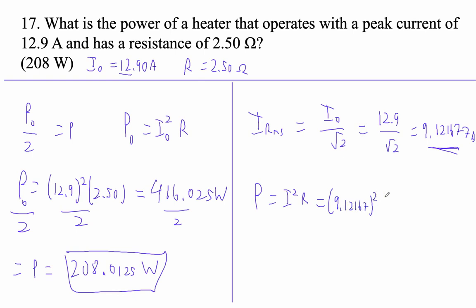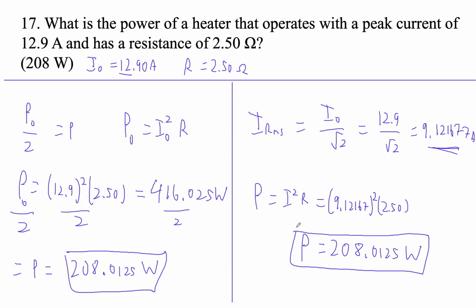So then we're going to go 9.12167 squared times 2.5. We don't need to do anything with the resistance. Remember, the resistance is just resistance. There's no peak resistance. Squared times 2.5. All right, what do we got? Well, it's exactly the same thing. Power is 208.0125 watts. Watt is the unit of power. That's what I'm asking. All right.